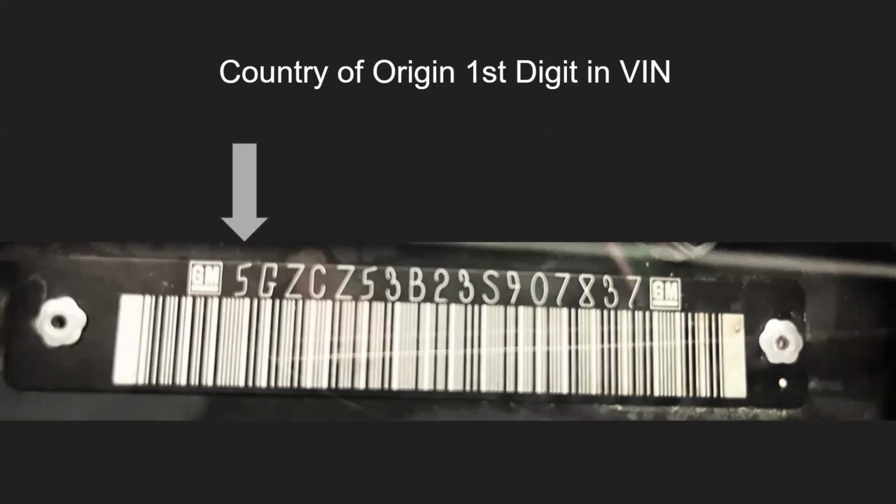The United States has 1, 4, 5, for example. 2 is Canada. I believe 3 is Mexico. J would be Japan. So if I go in and ask whether the vehicle was made in the United States or Japan, I would look at this first digit and gather that information to let the parts salesman tell you, okay, that's made in Japan, J, or it's made in Canada or the United States, for example.